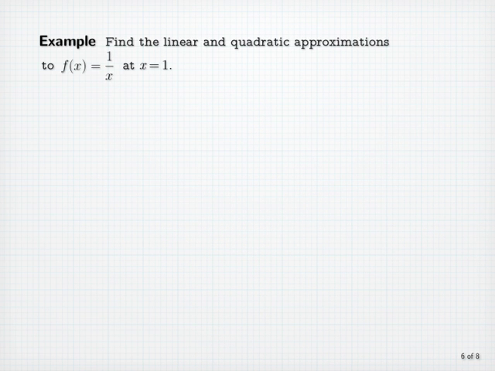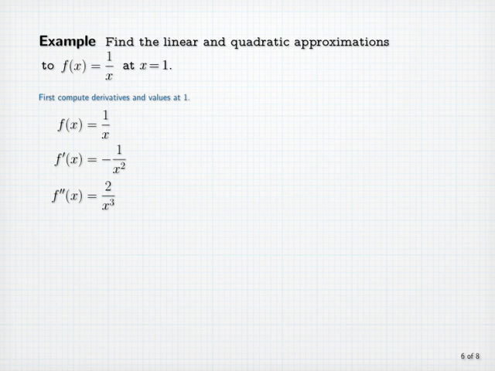Example. Let's find the linear and quadratic approximations to f of x equals 1 over x at x equals 1. We begin by taking derivatives and evaluating them at 1. F of x is 1 over x, or x to the minus 1 power, so its derivative is minus x to the minus 2 power, or minus 1 over x squared. So its second derivative ends up being 2 times x to the minus 3 power, or 2 over x cubed.